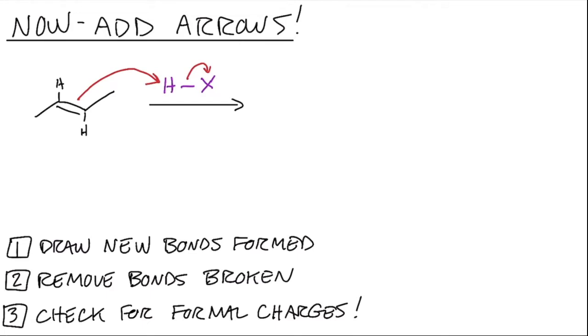Remove any bonds that you've broken, right? And so we're going to have to do both of those things because we made a new bond and we broke a bond. And then be sure you're checking for formal charges. Formal charges are one of the things that gets dropped all the time in organic chemistry mechanism drawing. And it's a quick and easy place to lose a bunch of points, right? So make sure that you've got your formal charges all represented just as they need to be so that you don't lose points.